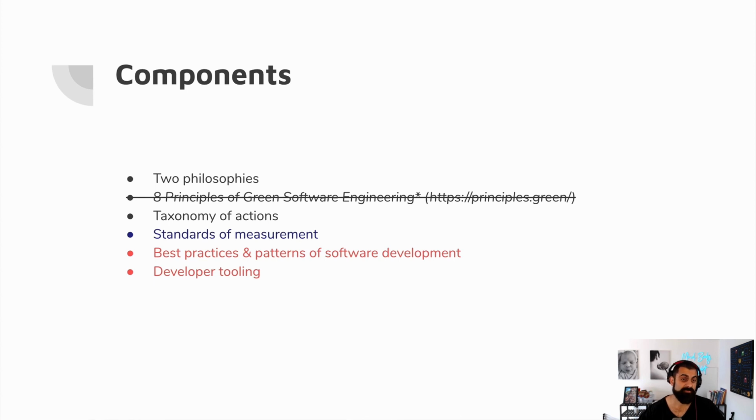Another thing that we need to focus on is best practices and patterns of software development. You know, how do you actually build applications that emit less carbon? I'm not going to go into that today. That's an incredibly big topic, and again, it's something that we're looking to create in the foundation. And developer tooling, again, is something developers need in order to build greener applications. And that's, again, something that we're trying to work on inside the foundation as well.